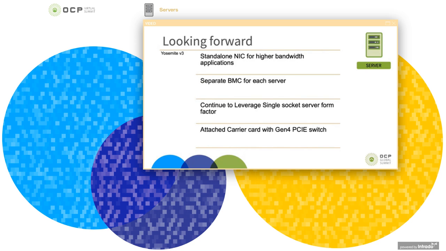That being said, here's a list of enhancements we can look forward to in the next-gen platform. The current design is based off PCIe Gen 3. We can take advantage of the Gen 4 PCIe interface in the next-gen platform. Anticipating higher NIC bandwidth, we are looking into having a standalone NIC for each server as opposed to a shared NIC. This reduces shared NIC failure domains.